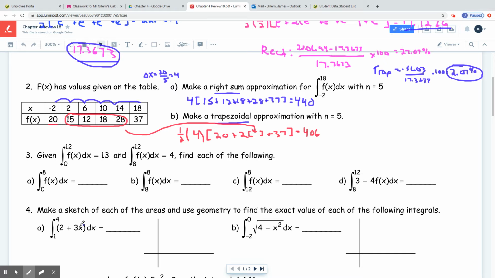All right, number 3. We are given the integral from 0 to 12 of f of x is 13, from 8 to 12 is 4. We're just going to go through each of these. If I know from 0 to 12 is 13 and from 8 to 12 is 4, what does that mean? It has to be from 0 to 8, so we subtract them. It's 9, right? Because 9 plus 4 has to add up to 13.